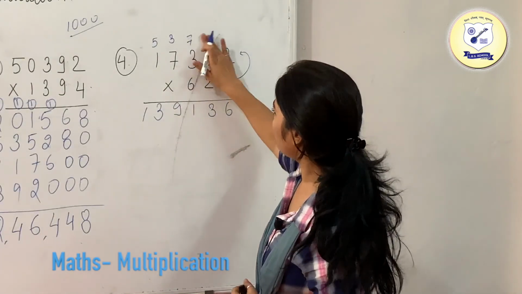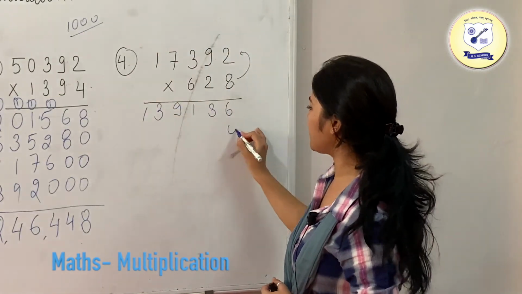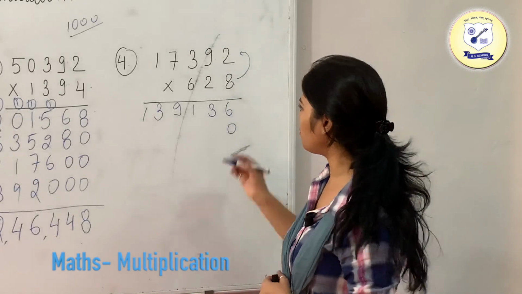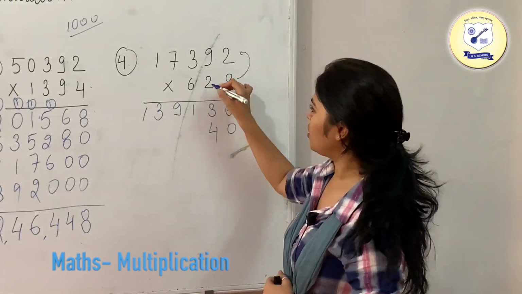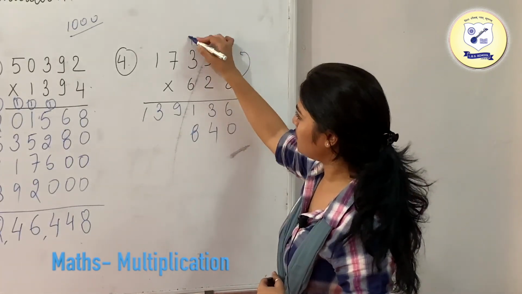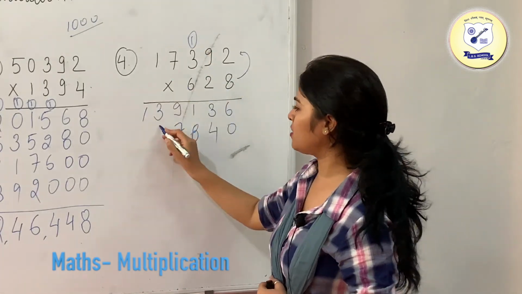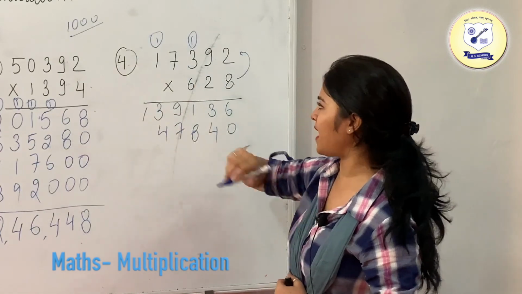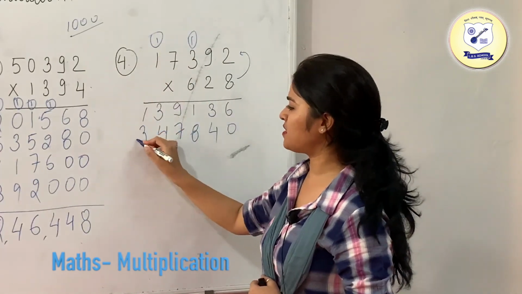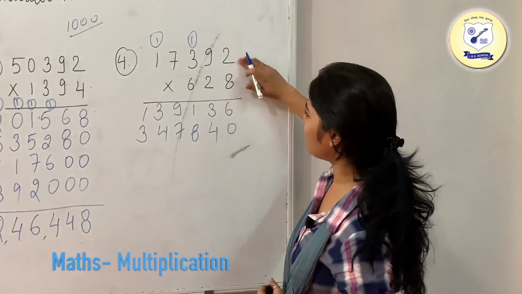Okay. Now we'll move to the second number. Before moving to the second number, what we will do is we'll put 1 zero. 2 2s are 4. 2 9s are 18. 2 3s are 6 plus 1 is 7. 2 7s are 14. So write 4 over here and 1 in your carry. 2 1s are 2 plus 1 is 3. Okay. Now we are done with the second number as well.